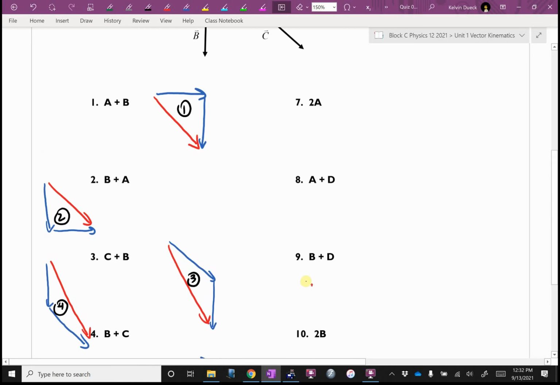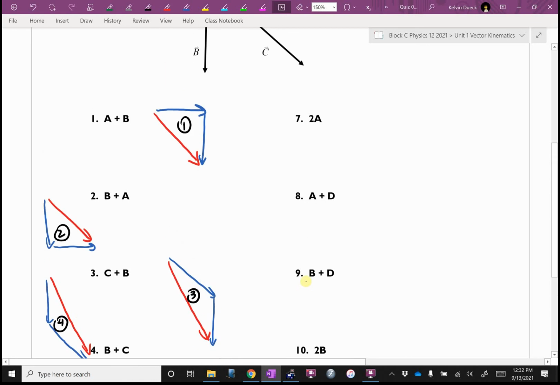Number 7, 2A. Well, I said, okay, that's 1A. I guess 2A is 2 of them. And if you drew a resultant over the top, that's fine. But that's clearly, I think, 2A's is 2 of them tip to tail.